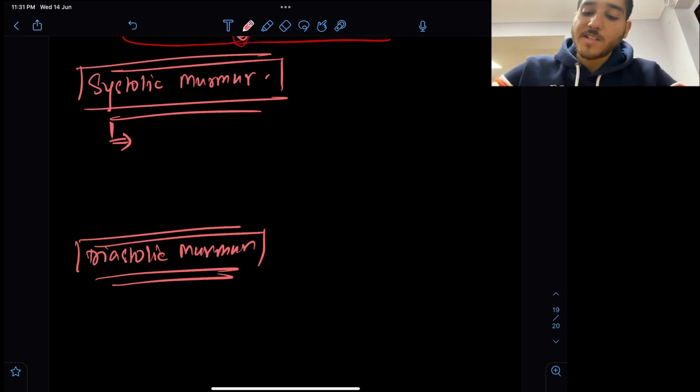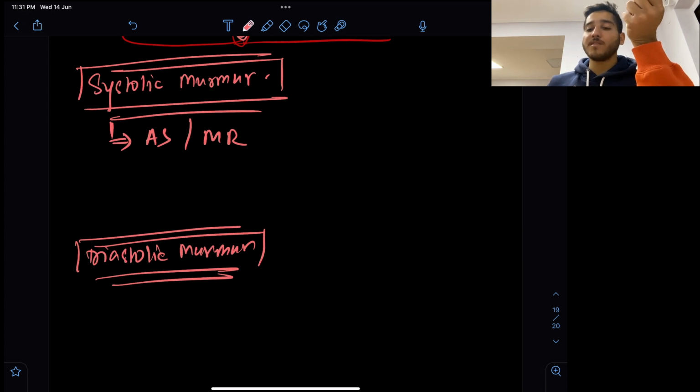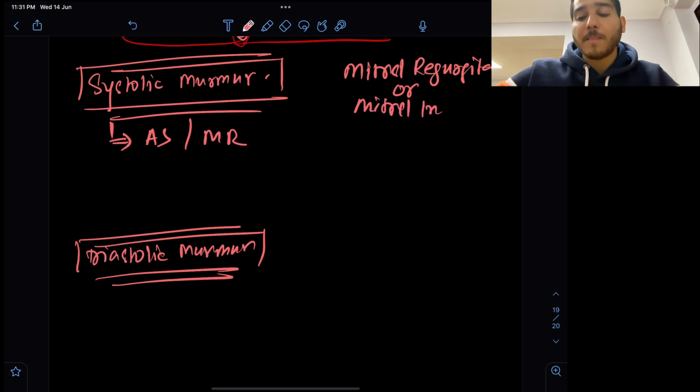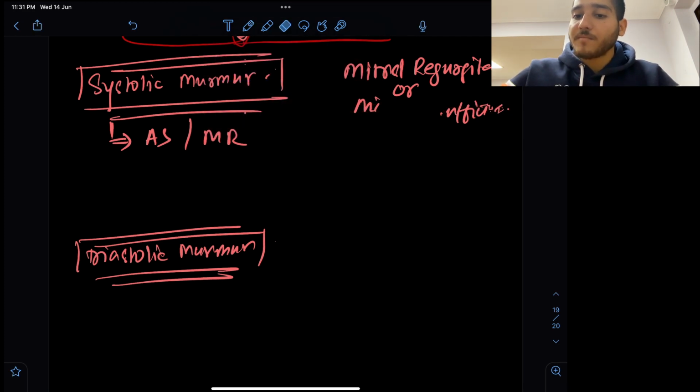For systolic murmur, there can be aortic stenosis, there can be mitral regurgitation also. So in the left ventricle, during the systole, all the blood should normally go towards the aorta. But if there's some problem of mitral valve regurgitation, if the mitral valve is not closing properly, we call it mitral regurgitation, or mitral insufficiency, it is the same thing, okay?